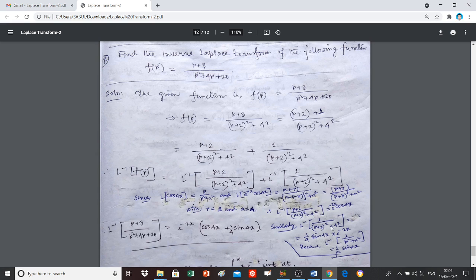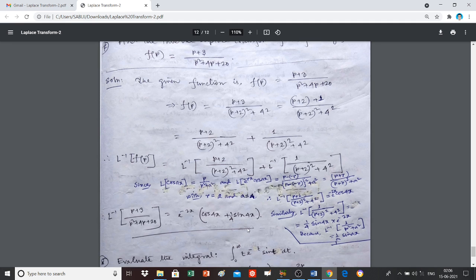Using this, in this case a is your 4. Following this relation, L inverse of this will provide you 1/4 sin 4x, since it is 1/a. Also, since p is replaced by p + 2, comparing, r is 2, so another factor e^(-2x) will be there. So finally we obtain L inverse of (p + 3) / (p² + 4p + 20), which is equal to e^(-2x) cos 4x plus 1/4 e^(-2x) sin 4x. So this is the result.